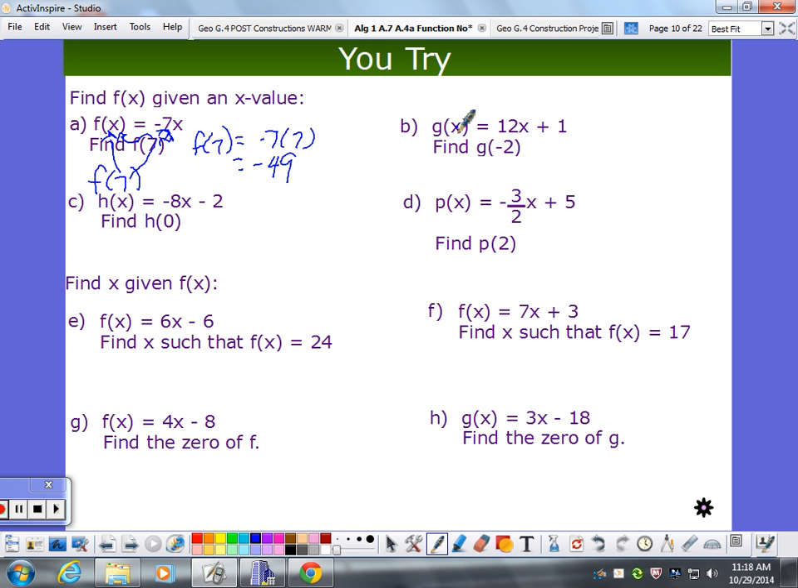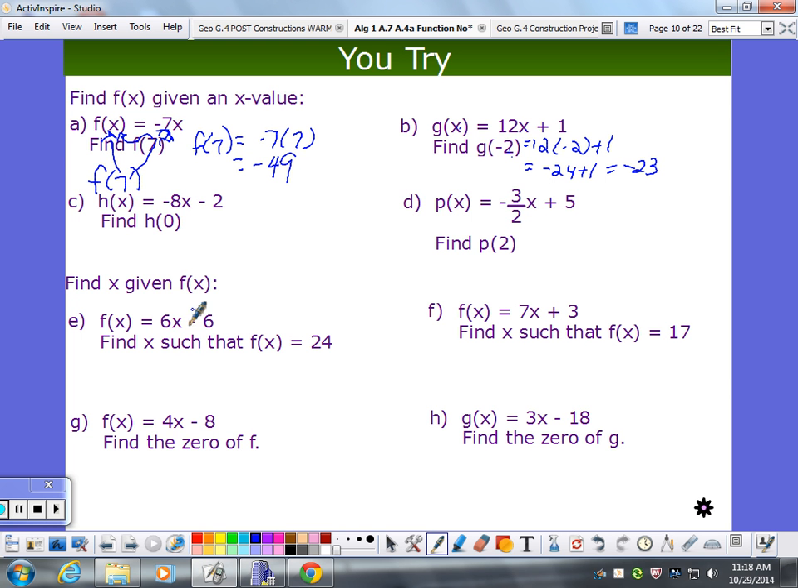What got replaced here? X became a negative 2. So x needs to become a negative 2 there as well. So that's negative 24 plus 1. I'm going to leave these two for you.